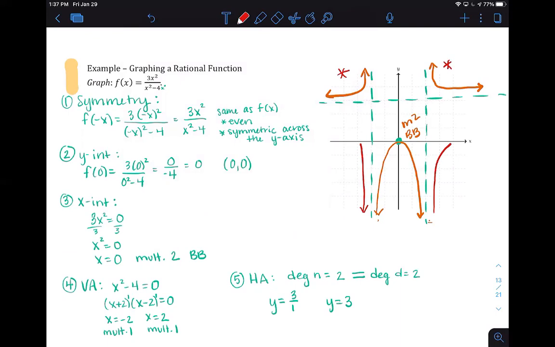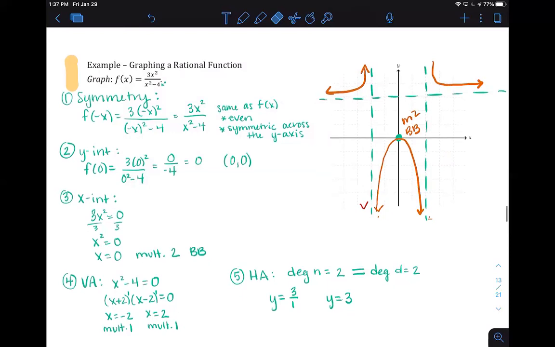But why do we have 3 of them on this one? Because we have 2 asymptotes here. So it breaks it into 3 sections of your graph. Okay, other questions? All right, let's do the last one.